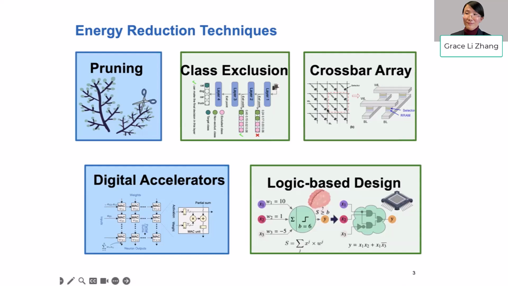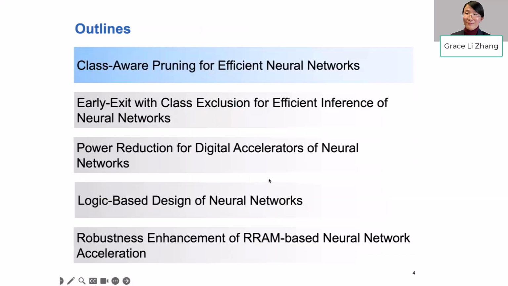But they are not mature enough. They suffer from variations, so if you do not address the variations, the accuracy of the neural networks accelerated by the crossbars will be degraded significantly. So I will present a topic on this. But let's first look at the first topic, about pruning.